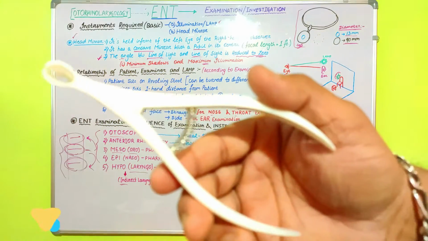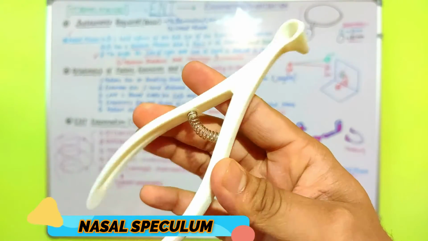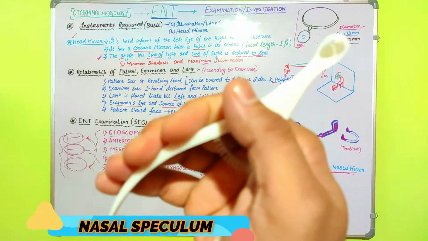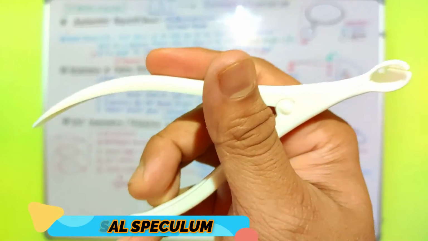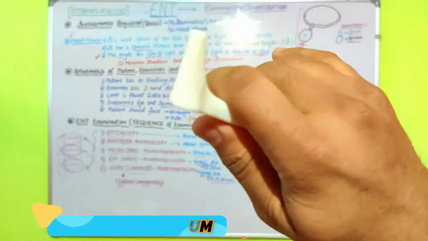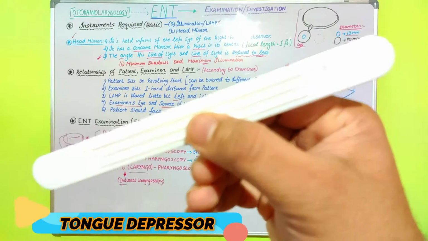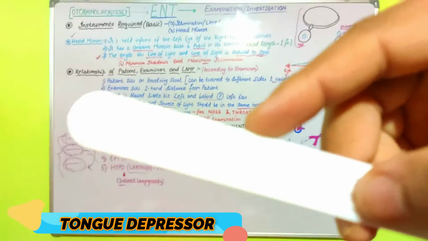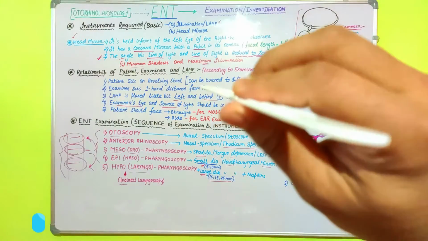Then next comes the nasal speculum. Okay, so it's a nasal speculum that is used for expanding the nasal aperture, so it is mostly used in anterior rhinoscopy. It represents the second structure that I have drawn. And thirdly, this is the tongue depressor, which you can see, and it's used for depressing the tongue.